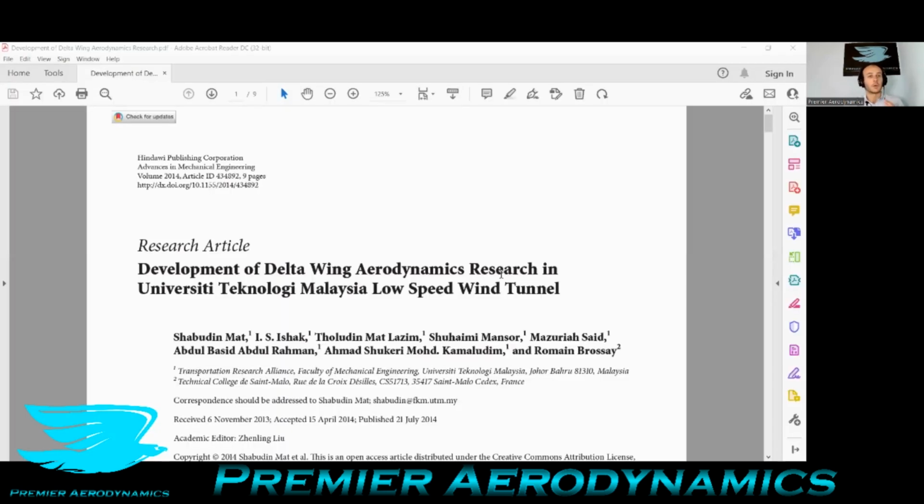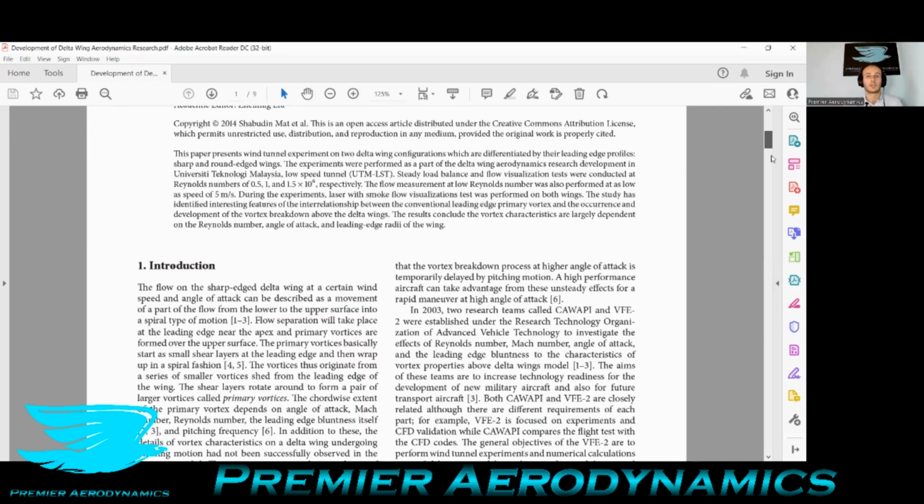A delta wing is a pretty interesting type of wing. And this is another article that we look at today. It's called Development of Delta Wing Aerodynamics Research in University Technology Malaysia Low-Speed Wind Tunnel. You can find the link in the description. It's an open access paper.